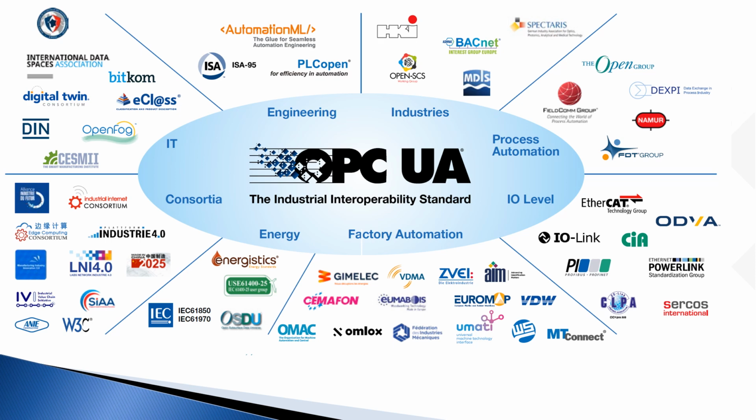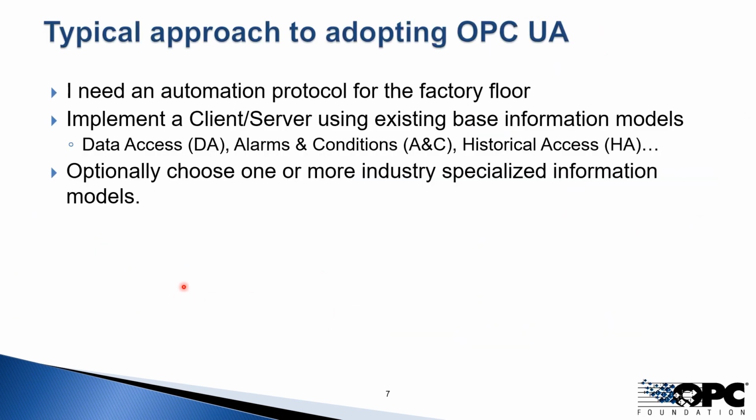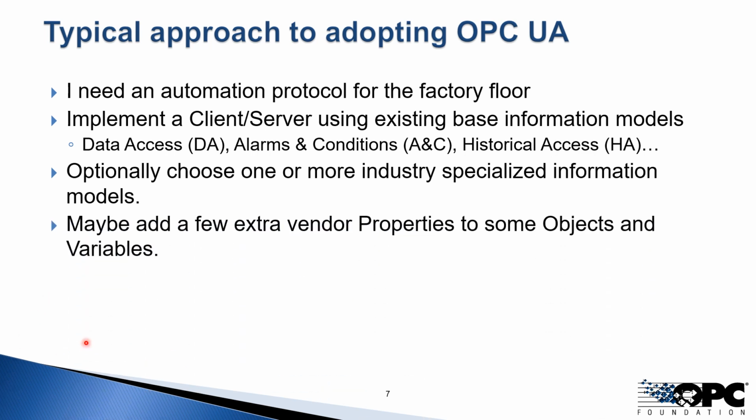And so these vertical market applications are all conveyed in additional information models, and sometimes people will implement one or more of those. And then finally, sometimes a vendor will have a few extra things that don't show up in the information models they've implemented. So they'll add some extra properties to some objects or variables that are basically thrown in at the end. But in general, the people developing the clients and servers don't do more than that. They're done at this point. They ship a product. It's a perfectly valid OPC UA product.